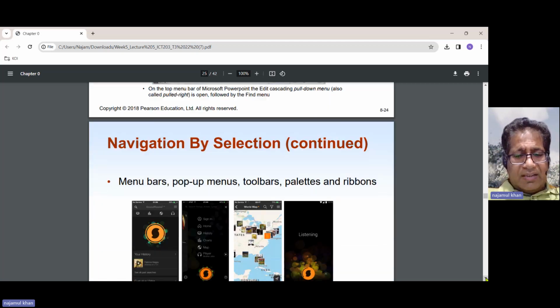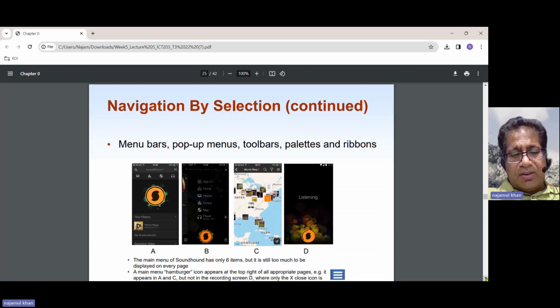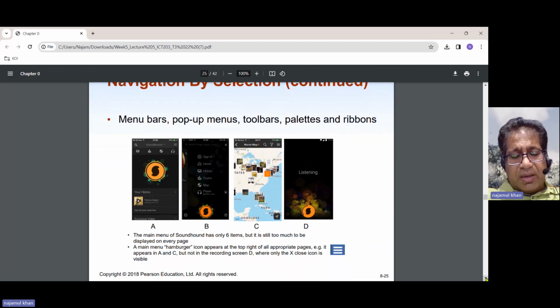Okay, some more information, guys. You can see here menu bars, pop-up menus. They're showing that the main menu of SoundHound has only 6 items, but it is still too much to be displayed on every page. A main menu hamburger icon appears at the top right of all appropriate pages. For example, it appears in A, C, but not in recording screen D. You can see here, different things are being shown.